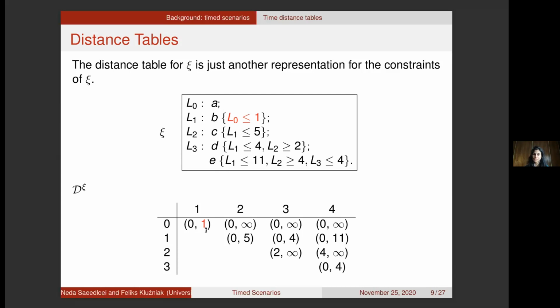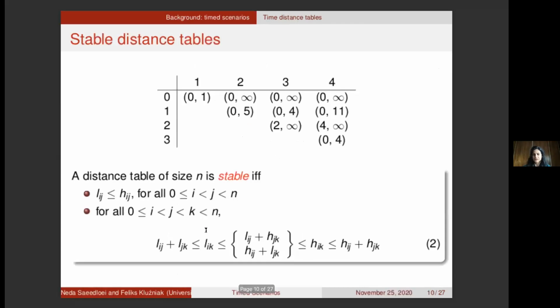So I should remind you that we name events beginning at 0. So event 0 essentially means the first event in the system. So as you see, the distance table is just another representation for the set of constraints.